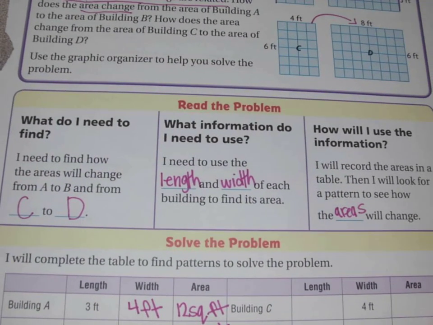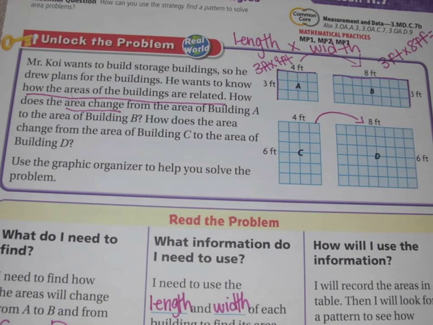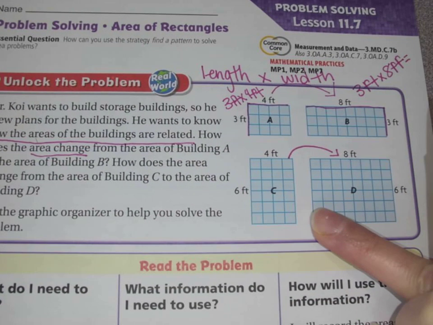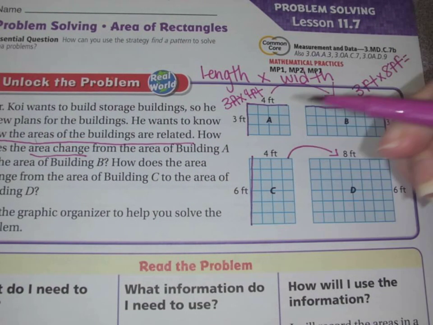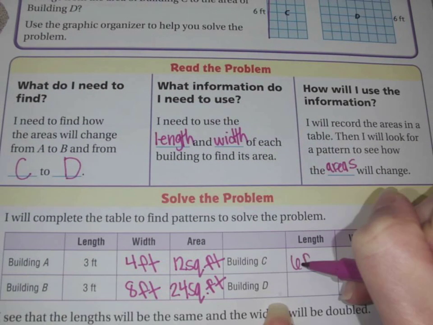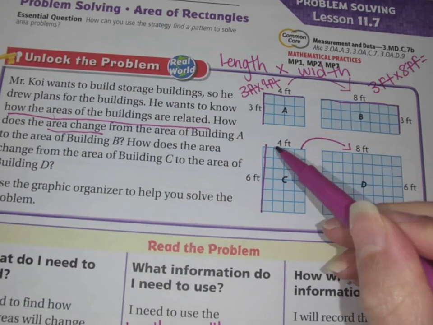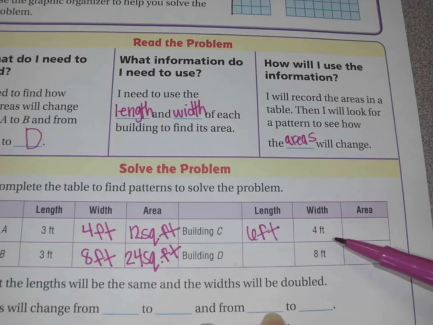let's go ahead and compare building C and building D. Well, let's look at the length for building C. So let's look at C. As you can see, the length for C is 6 feet. I'm going to write that down here in my table, 6 feet. And then we know the width, how wide it is, 4 feet. Okay, and they already have that here.